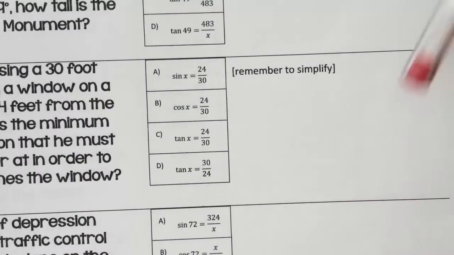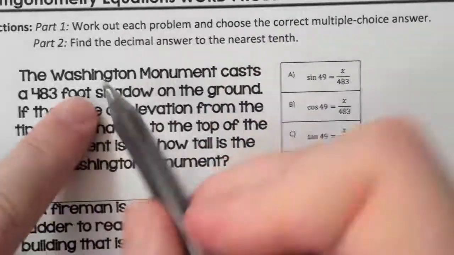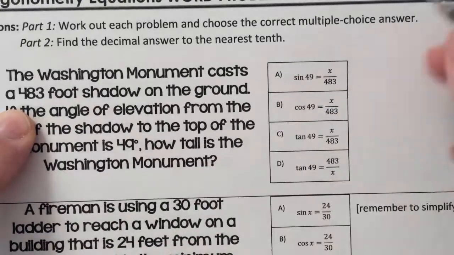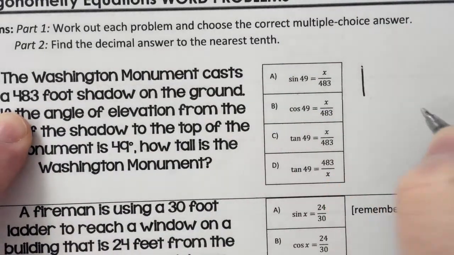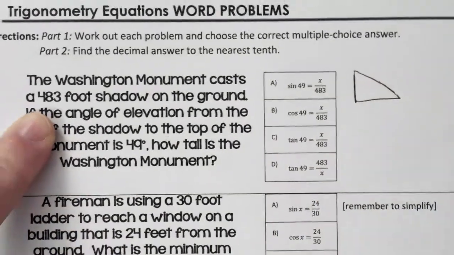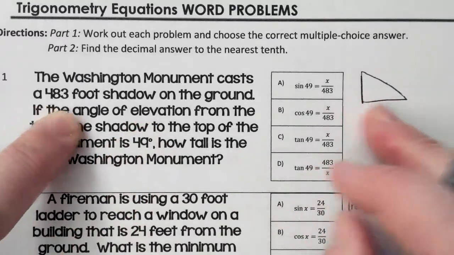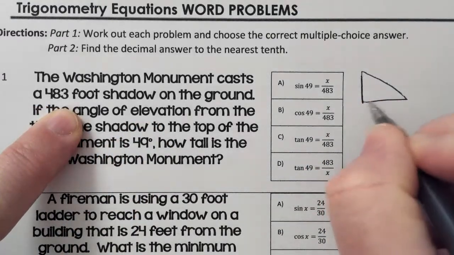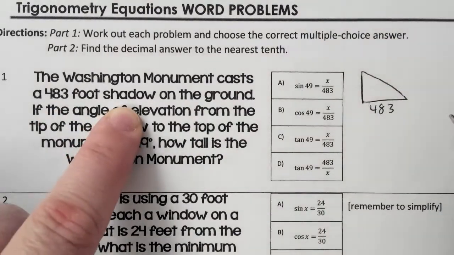Awesome. All right, we're going to do 2 more problems on this particular page. So let's go ahead and go to number 1. The Washington Monument cast a shadow. Okay, so we have a building and we have a shadow. And now where's the shadow? Every time we're going to have right triangles like this. The shadow is on the ground. So here's the ground, and the shadow is 483 feet.